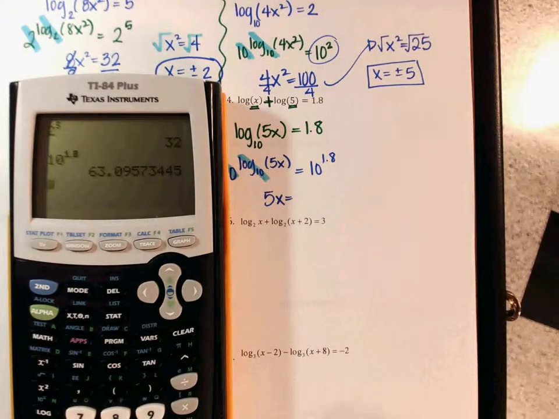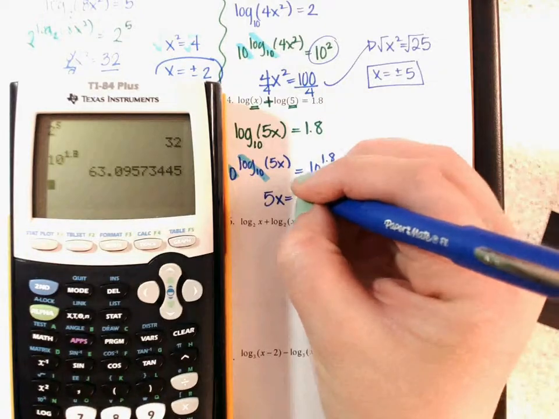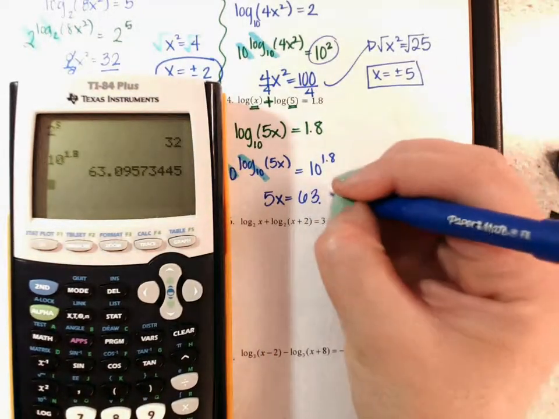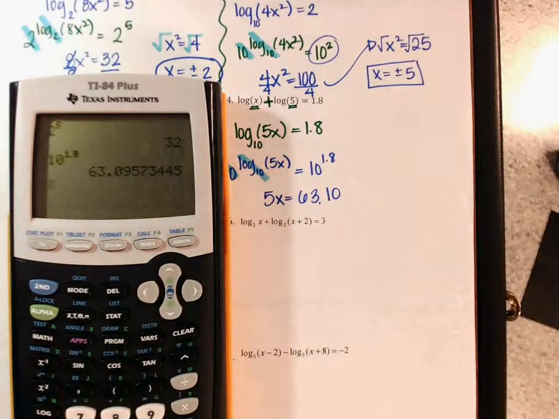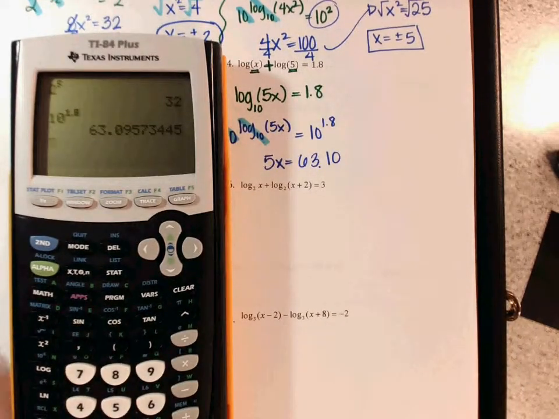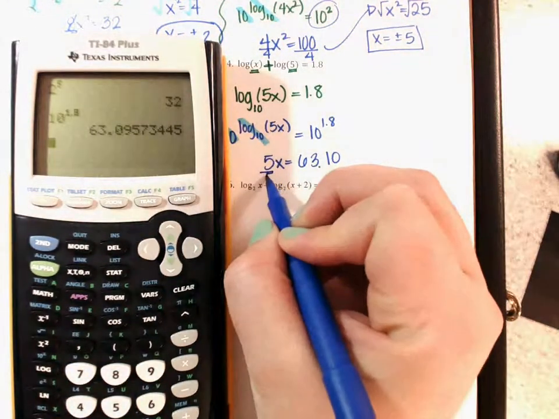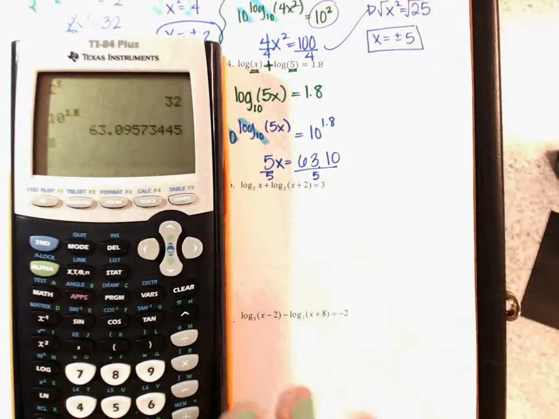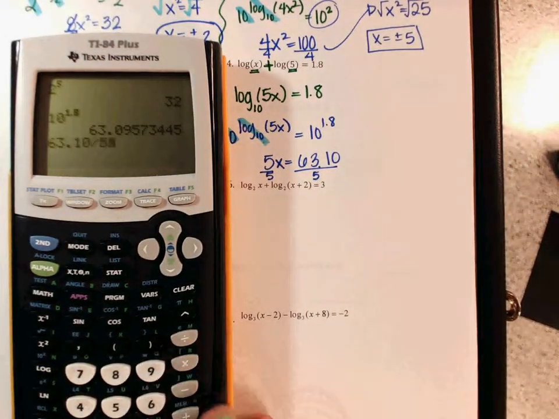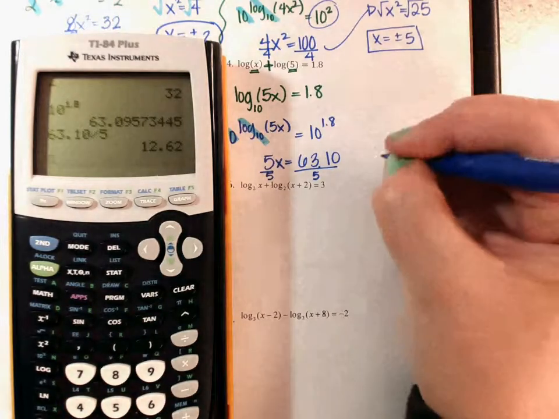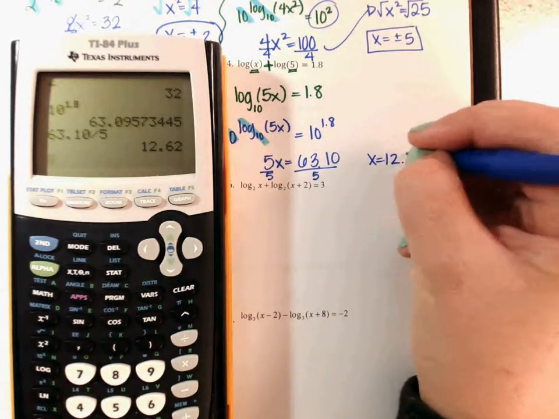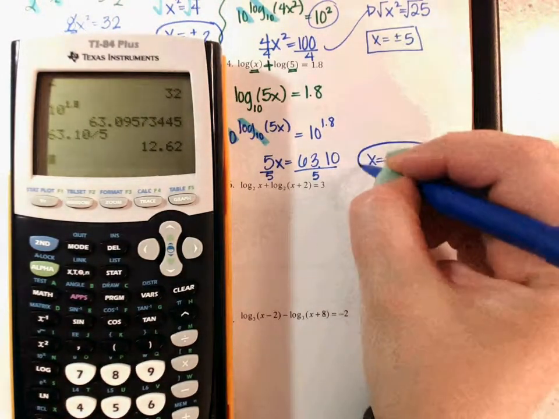10 up to the 1.8 is 63.095, which is going to bump up to 63.10, because the 5 bumps the 09 up. Then from there, divide by 5. 63.10 divided by 5 gives me 12.62. Make sense? Good.